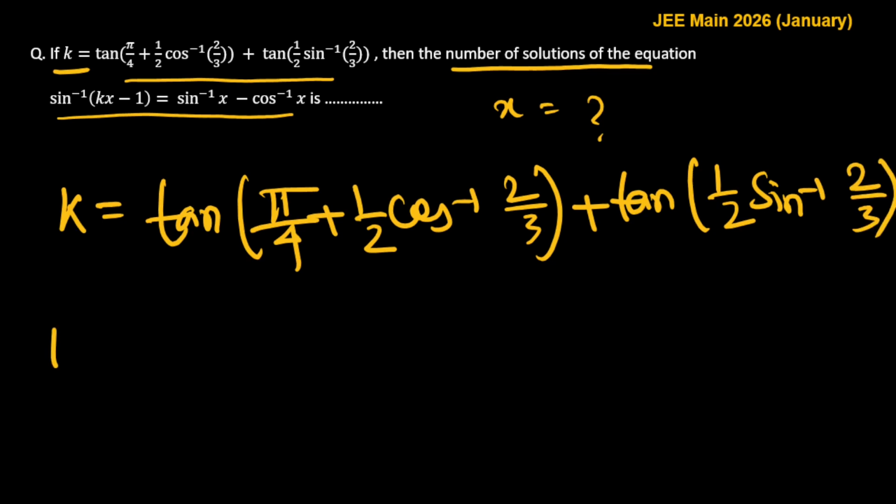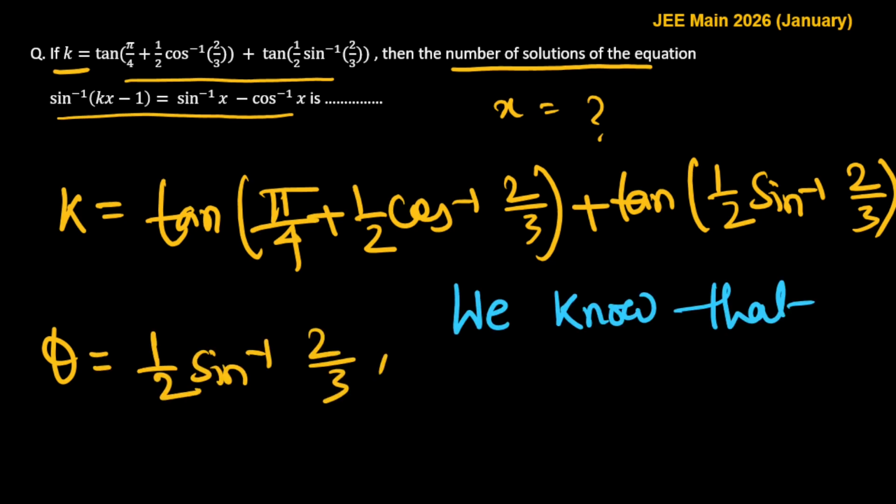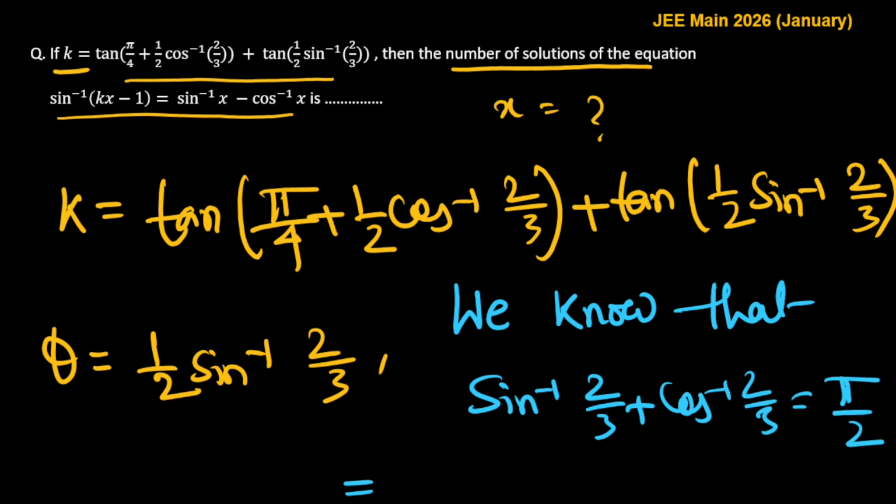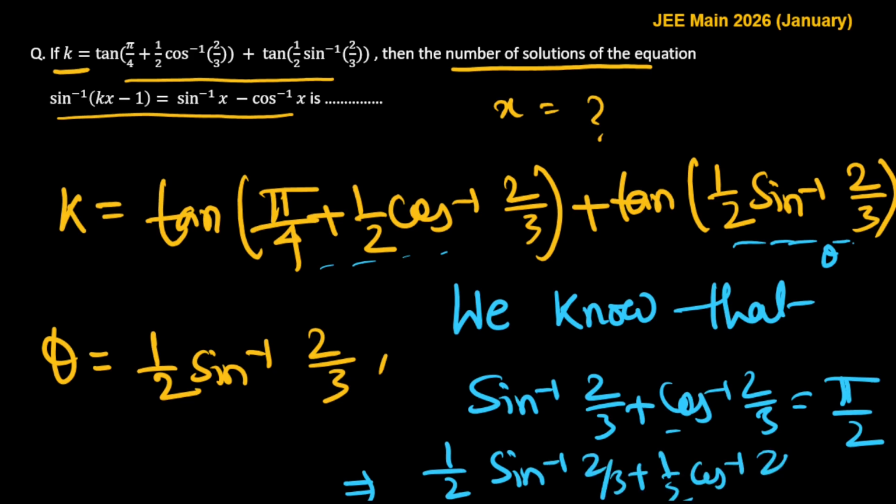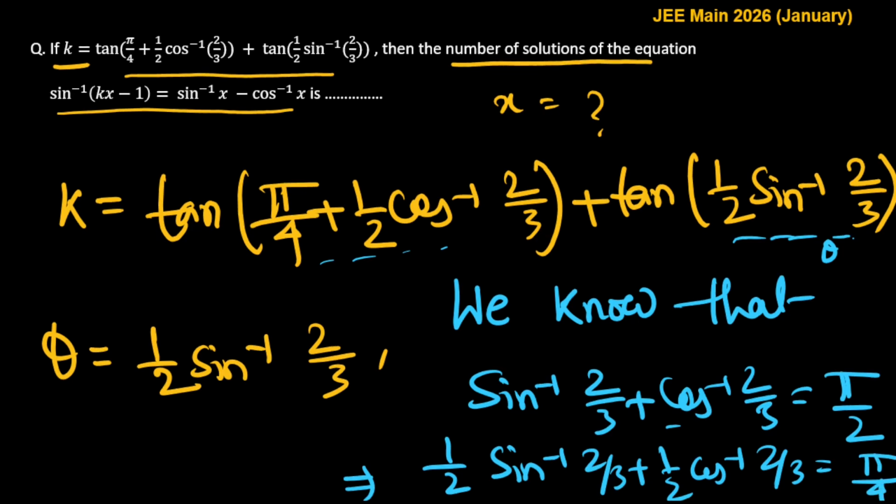Let us define theta is equal to half sine inverse 2 by 3. We know that sine inverse 2 by 3 plus cos inverse 2 by 3 is equal to pi by 2. We want to find this value in terms of theta, so we use this identity. Multiplying by half, half sine inverse 2 by 3 plus half cos inverse 2 by 3 is equal to pi by 4. Therefore the first value is theta.